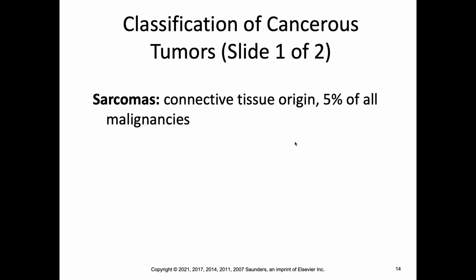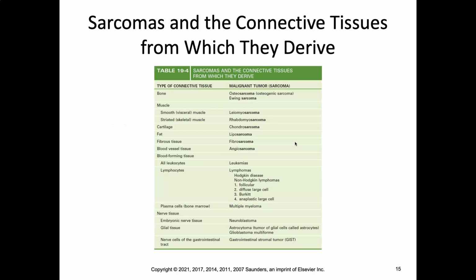Sarcomas come from connective tissue. They're about 5% of all malignancies, and sarcomas are typically very aggressive tumors. And here you can see the type of connective tissue. Again, it's everything from bone, muscle, cartilage, fat, blood, nerve tissue, all of that. And these are different types of sarcomas.